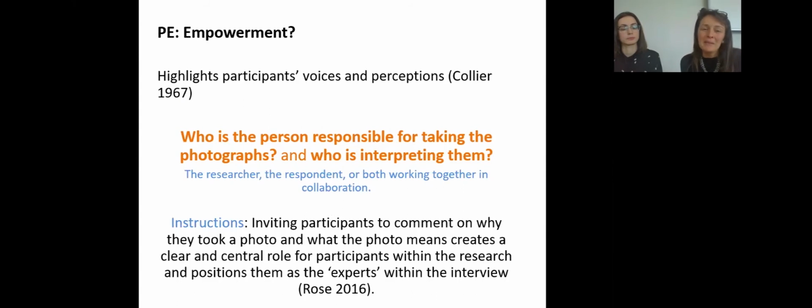So again, picking up on this theme of empowerment in creative and participatory research methods, photo elicitation highlights participants' voices and perceptions. Brilliant, great. But it's also important to remember who is responsible for taking the photographs and who is interpreting them. And there's no right or wrong answer. But when you think about who is responsible for taking the photographs, is it the researcher, the respondent, or both working together in collaboration? And importantly, this question of interpretation, I think, is really, really important.